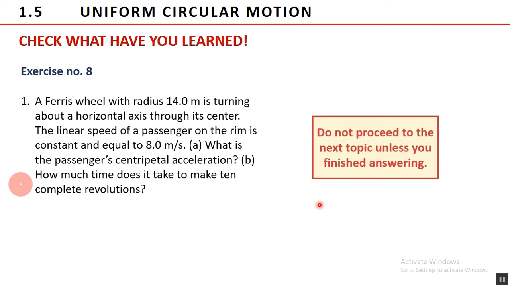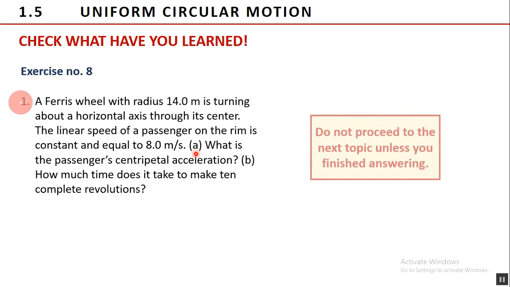Exercise number 8. A Ferris wheel with radius 14 meters is turning about a horizontal axis through its center. The linear speed of a passenger on the rim is constant and equal to 8 meters per second. Letter A, what is the passenger's centripetal acceleration? Letter B, how much time does it take to make 10 complete revolutions?